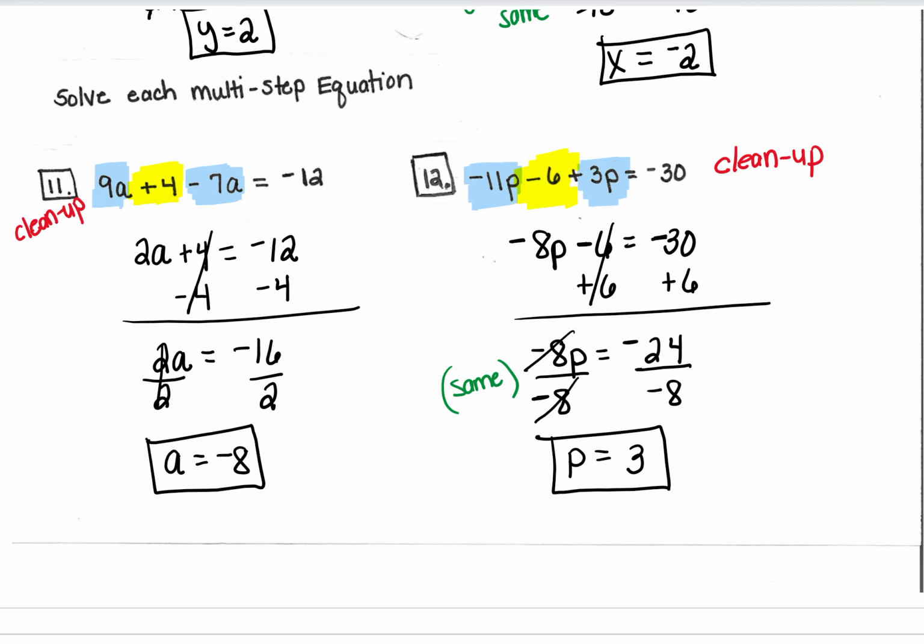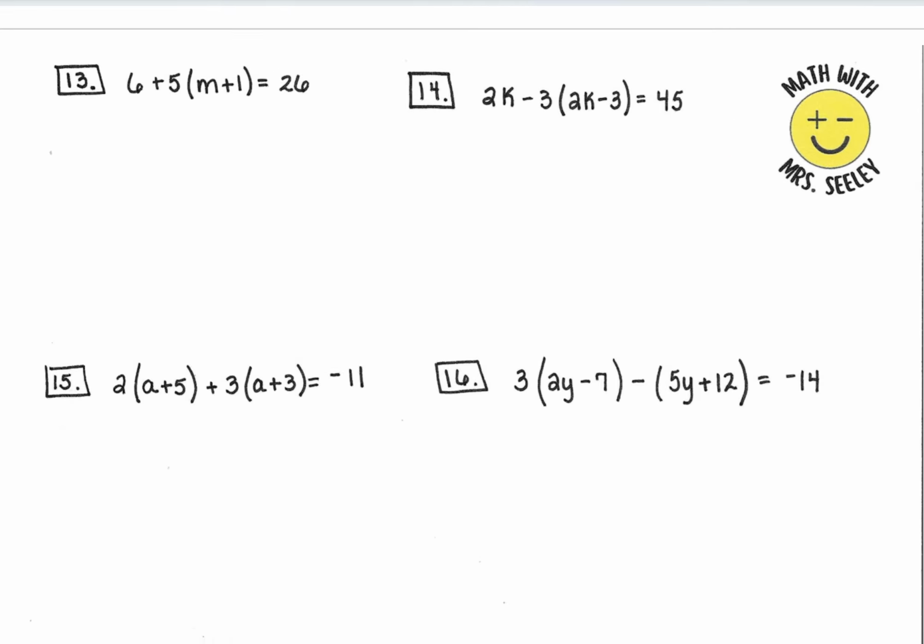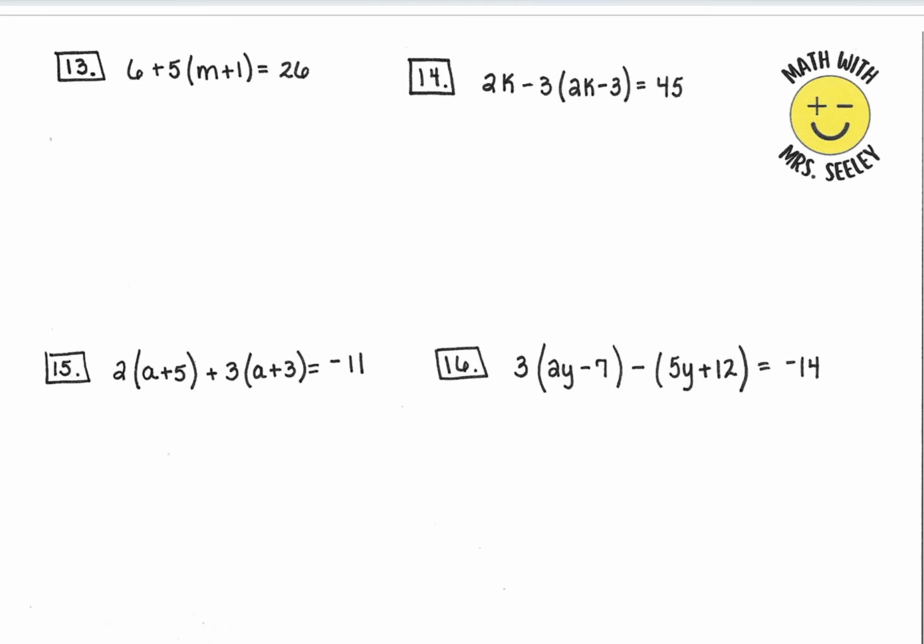Okay, let's take a look at the next one. All right, number 13. Okay, more multi-step. The first thing that we want to do, of course, is to distribute. That's first and foremost. So we're going to distribute first. So 6 plus 5m plus 5 equals 26.